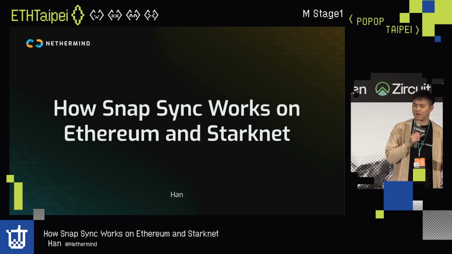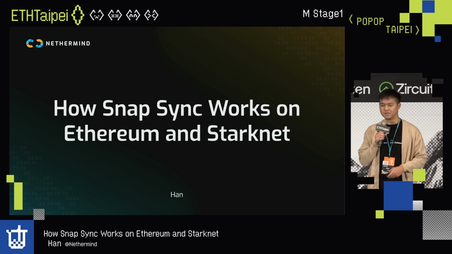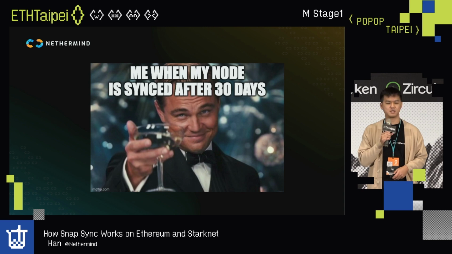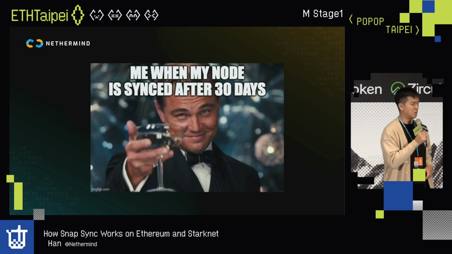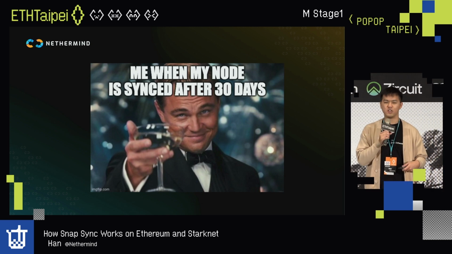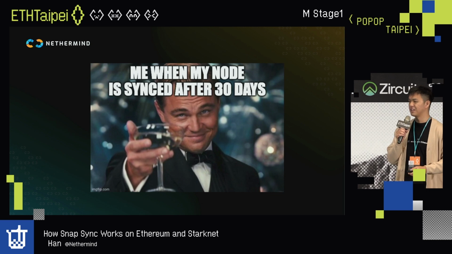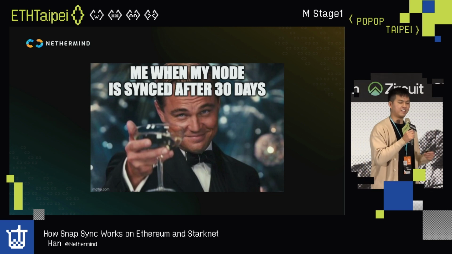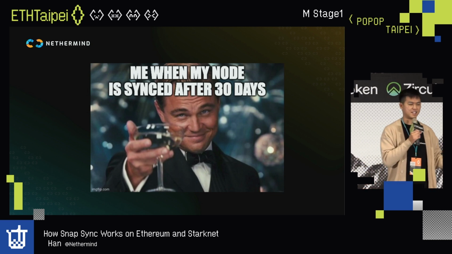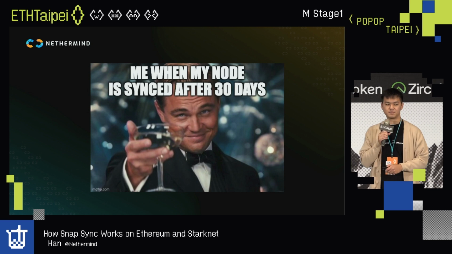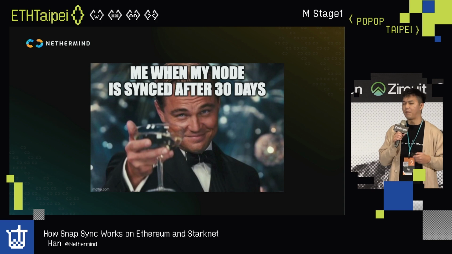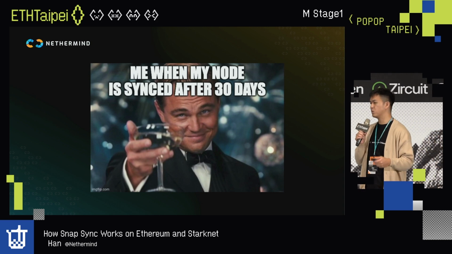So then I wondered, is there a better way of syncing? I was very happy that my node is synced after 30 days, but to me at that time, it just feels very slow. So I did some digging into my setup, and I realized I was running on a configuration called full sync, not snap sync. So after a few weeks, I bought another pair of machines. I had the same exact setup, and then I ran it on SnapSync. And I managed to sync the node in just under a week. So that's how powerful SnapSync is as compared to the regular full syncing experience.